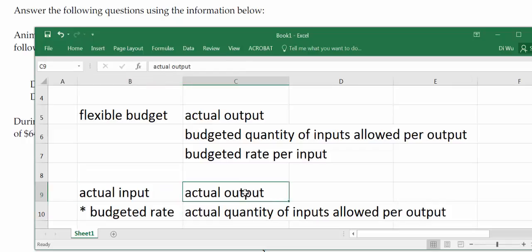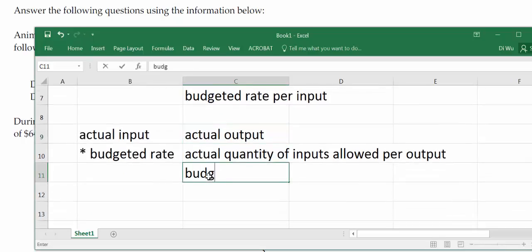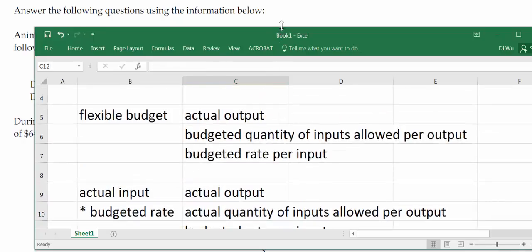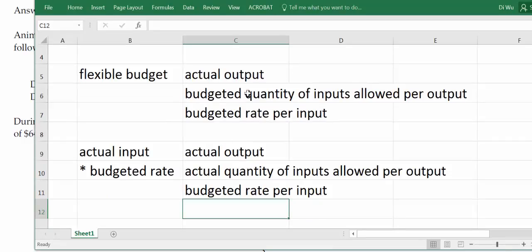Sometimes you are given two separate numbers. You have to multiply them to find the actual inputs, which I'm not going to talk about here. But here we have a budgeted rate per input. So what you want to do is go ahead and find all numbers for all these things. Then you can calculate the difference between them. The difference will tell you the efficiency variance.